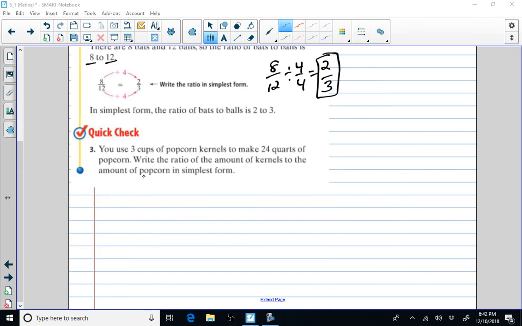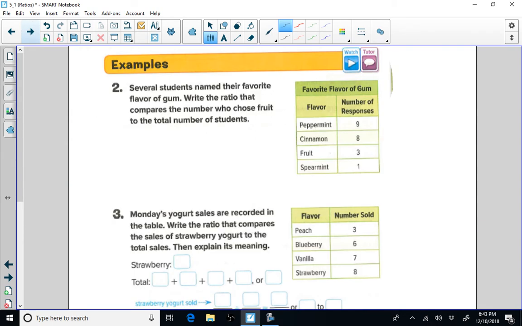Problem 3. You use 3 cups of popcorn kernels to make 24 quarts of popcorn. What is the ratio of the amount of kernels to the amount of popcorn in simplest form? I start with the ratio of 3 to 24. I can simplify by dividing by 3 over 3, and we get 1/8. 1 to 8 would be the simplest form of 3 to 24. Okay, let's take a look at our next group of problems.